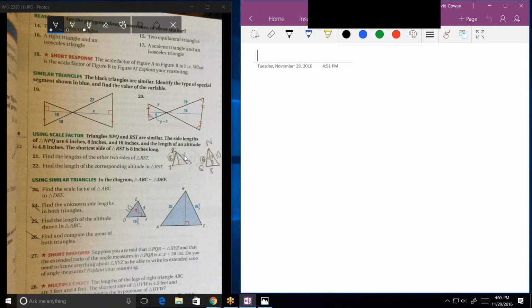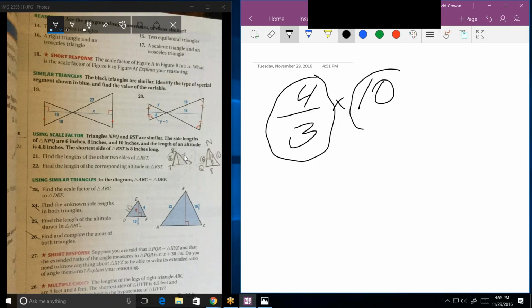Well, 10 divided by 3 is 3 and a third, so 4 times 3 and a third would equal 13 1/3, right? Why don't you do it the easy way, which is 4/3 times 10. In other words, we're taking our scale factor and multiplying it by the smaller triangle's corresponding side. So 40/3 is X. I know that it's 13 and 1/3.